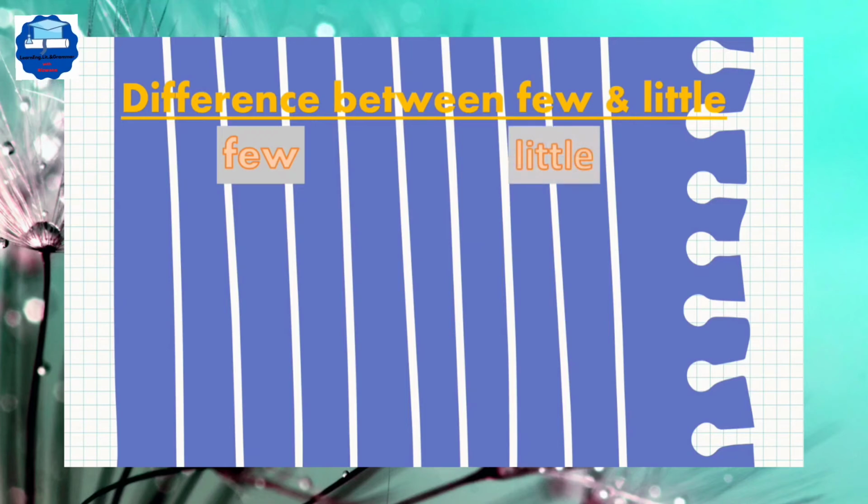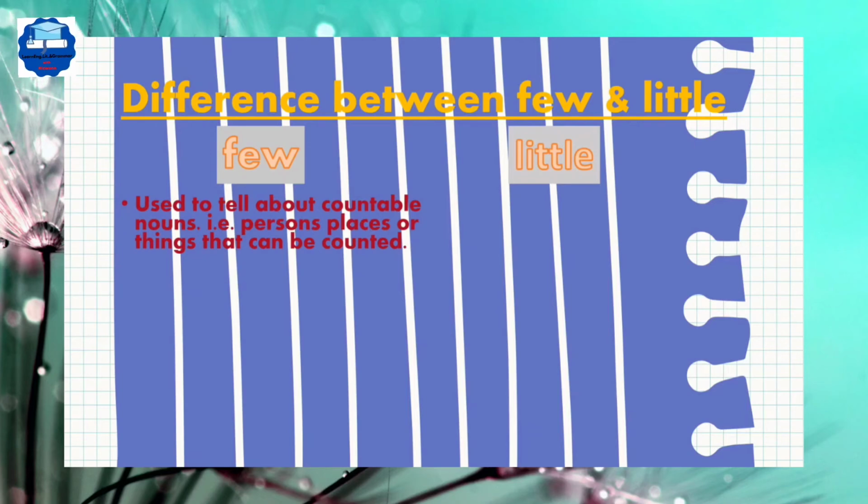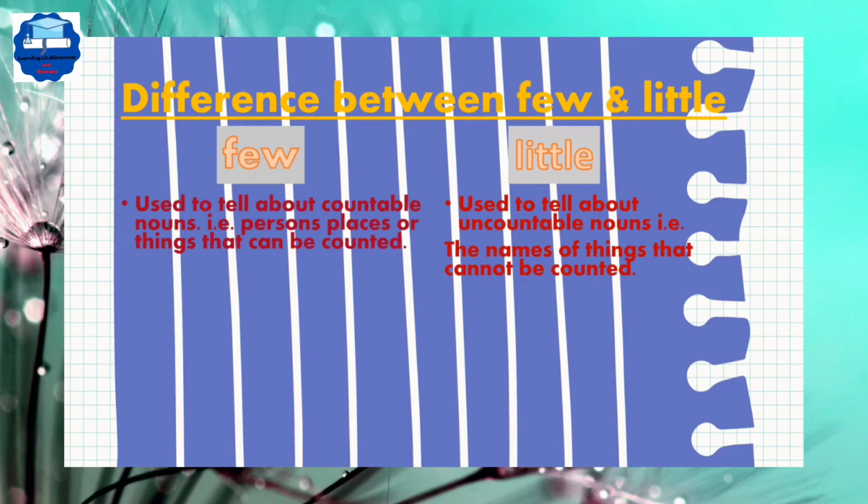Few is used to tell about countable nouns. Persons, places or things that can be counted are countable nouns. On the other hand, little is used to tell about uncountable nouns. The names of things that cannot be counted are called uncountable nouns. Few is used where the things can have a plural. So, uncountable nouns have no plural.